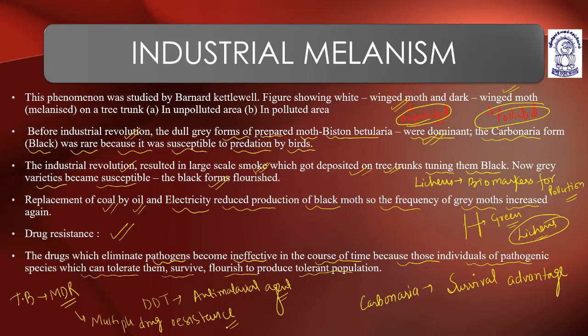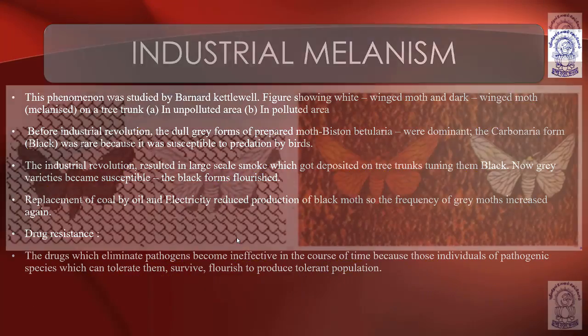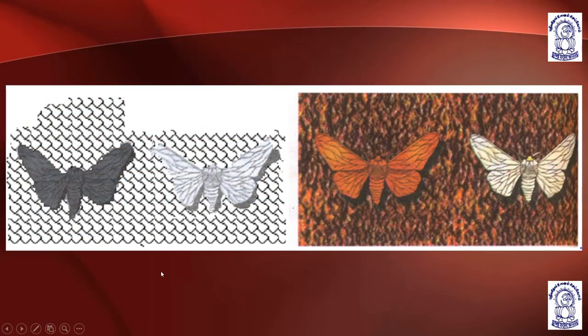So drug resistance is part of medical history, showing how a protozoan or a pathogen can behave smartly to overcome the effect of a particular drug or antibiotic. So industrial melanism, drug resistance, are examples which prove natural selection. This is industrial melanism.